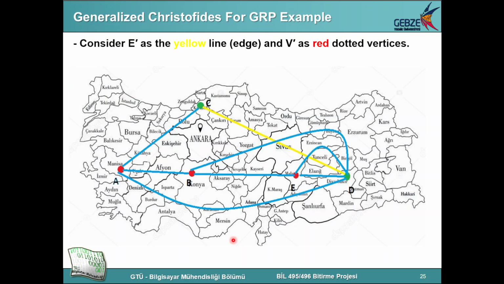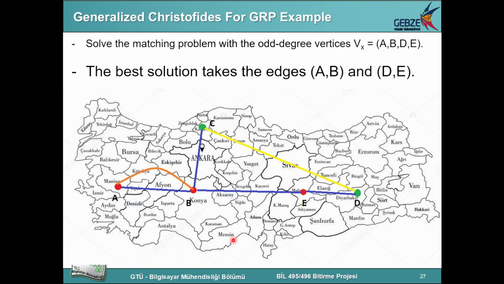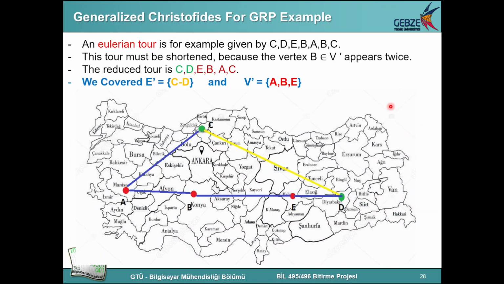As an example, we can show this graph. The MST is generated. The best solution takes the edges EB and DE, and at the end we will have this cycle, the minimum path cycle.